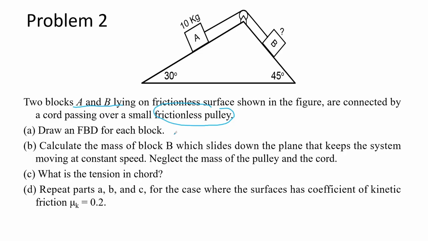Letter B, find the mass of block B as it slides down the plane that keeps the system moving at a constant speed. Letter C, find the tension in the cord. Letter D, repeat A to C, but this time there is a presence of friction with the coefficient of kinetic friction μk equal to 0.2.